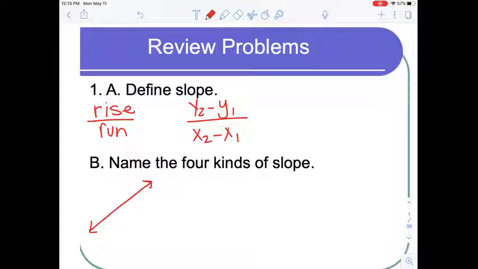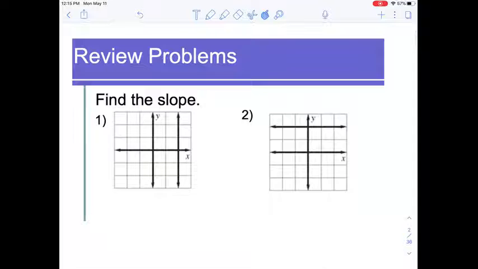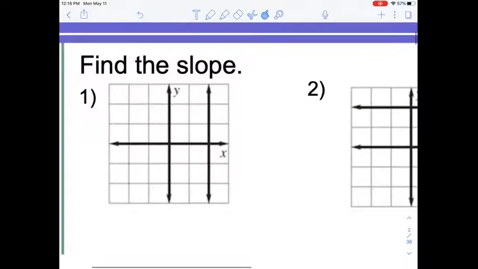First is a positive slope. So a positive slope is a diagonal line going in a positive direction. A negative slope is a diagonal line going in a negative direction. An undefined slope is a vertical line. And then a zero slope is a horizontal line. So those are our 4 different kinds.